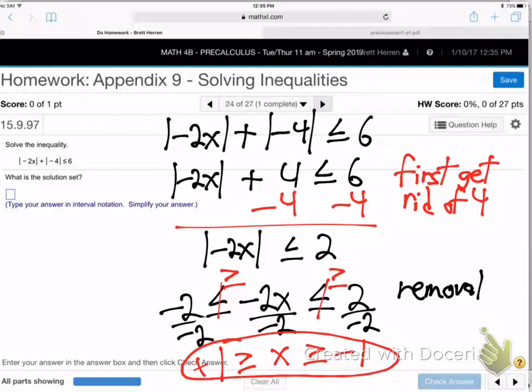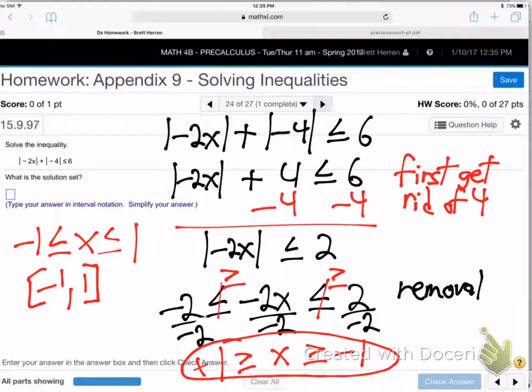So if it bugs you, it'd probably be easier to put the smaller number first and just grab the whole thing and turn it around. So it'll be negative 1, x, 1, like that. That's the same truth. Do you see that? The whole thing just turned around, saying the same truth. So what's the interval notation answer? Negative 1 to positive 1. Brackets, because of the bars, right? We good with that? Questions on that one?